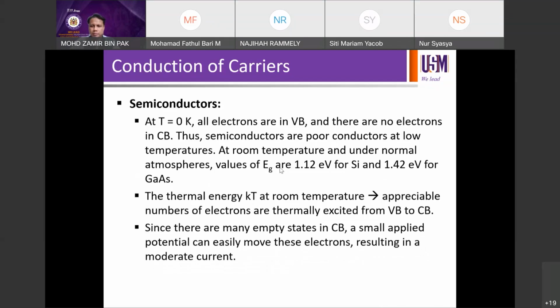Semiconductors, on the other hand, possess intermediate properties because the band gap is not so big, but there's a distinct energy gap between the edge of the conduction band and the edge of the valence band, which forms the EG or forbidden gap. We've also discussed that at T equals 0 Kelvin, all electrons stay in the VB.